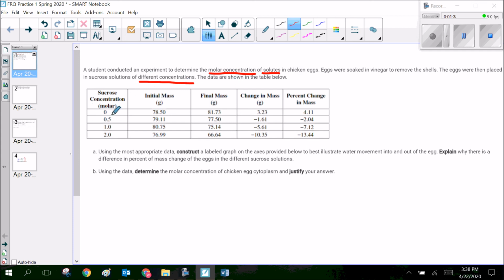So here we see the sucrose or sugar concentration of the solution we put the chicken eggs in. Here's the initial mass of the eggs in grams, the final mass in grams, the change in mass as the chicken eggs were exposed to different sucrose concentrations, and the percent change in mass as the chicken eggs were exposed to those concentrations. Now, why did I just go over the table like that?